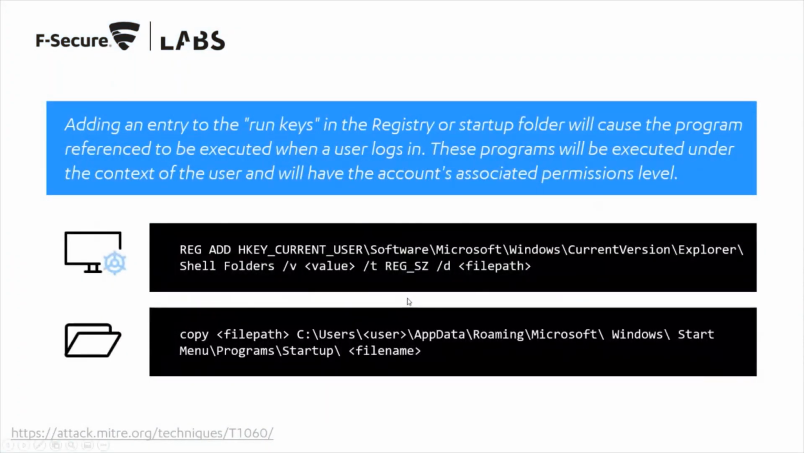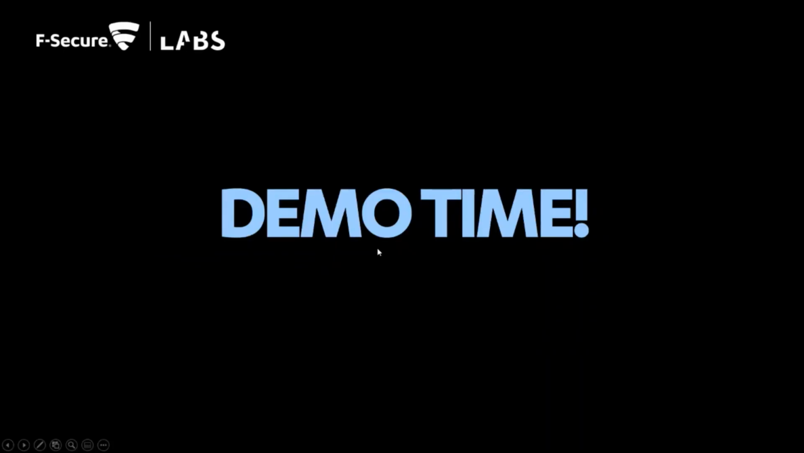So these are the two different things we're going to use to perform the lab: adding the run keys in the registry and the file to the startup folder. We're going to use these commands, and this is what we're going to follow through the lab to achieve persistence. We're going to jump straight into it because I think I'm quite behind on time.